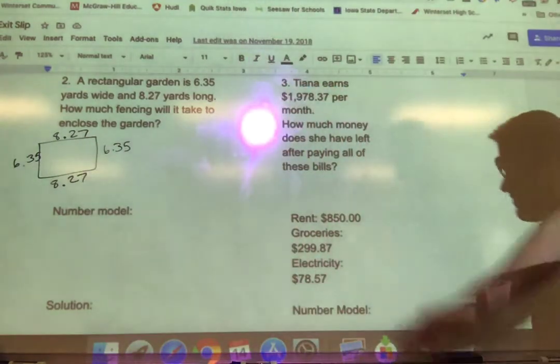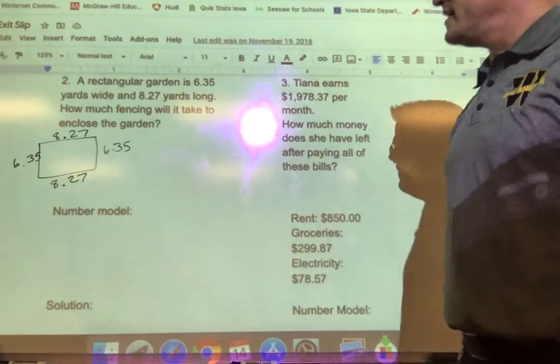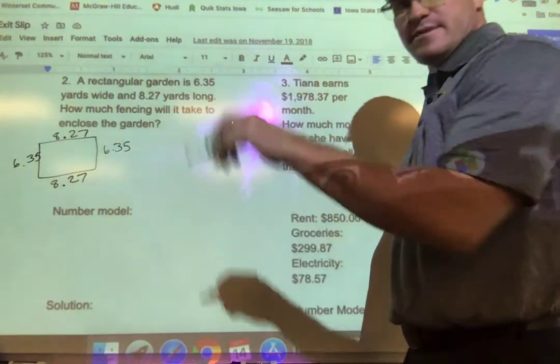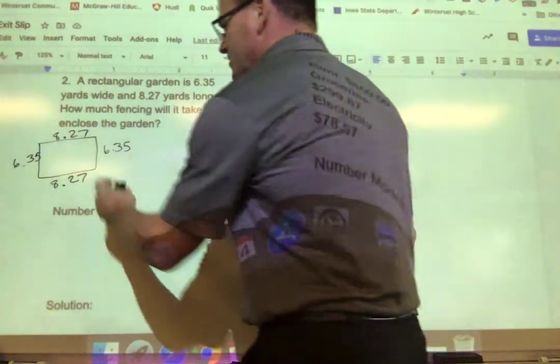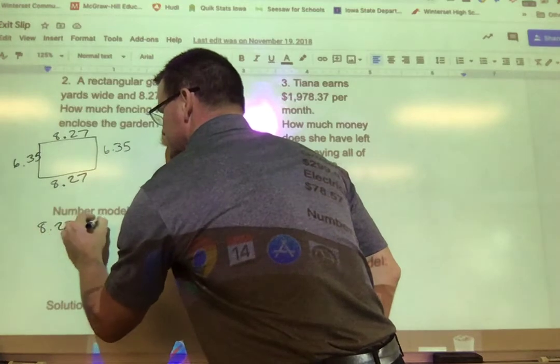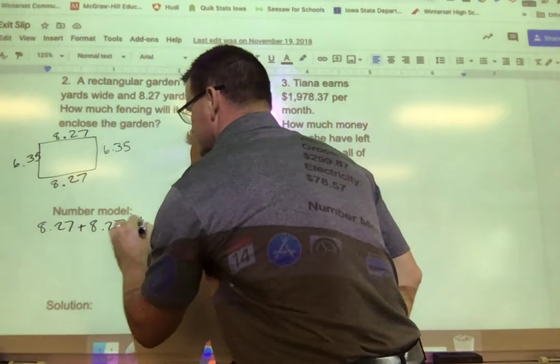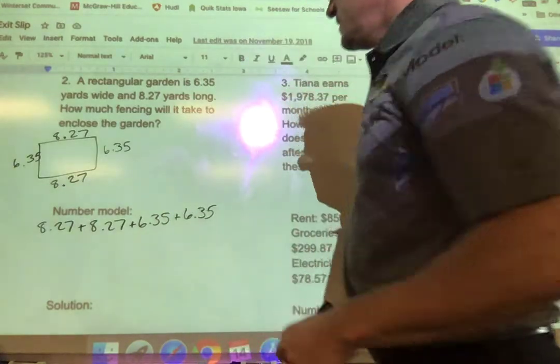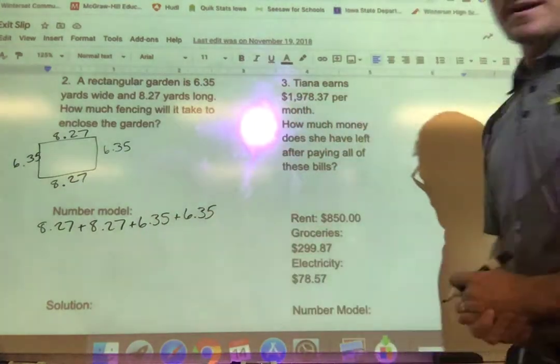So you have a couple of different options for your number model on how to find your perimeter in this case. Perimeter is the distance around. So I could just add them all up. So I could take 8.27 plus 8.27 plus 6.35 plus 6.35. All right, and I can write those in any order because of the commutative property.